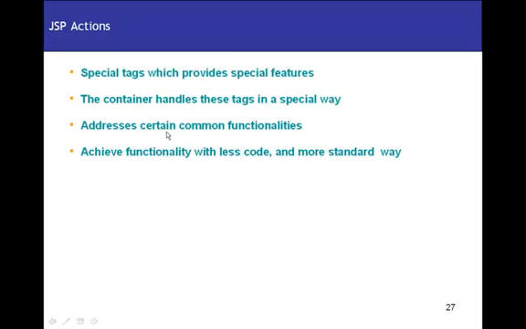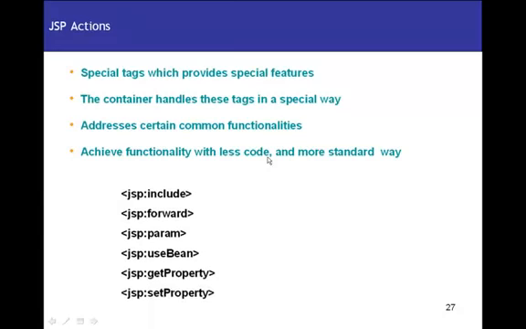So in order to achieve a standard functionality, we have certain set of standard rules which we can follow so that we achieve functionality with less code and a more standard way, right? So what are the different JSP actions we have? So these are some of the JSP actions, some of the most widely used and frequently used JSP actions, right? The JSP include, JSP forward, JSP param.